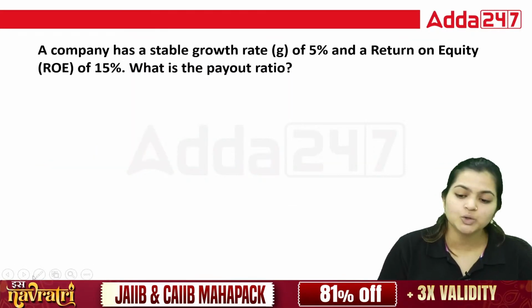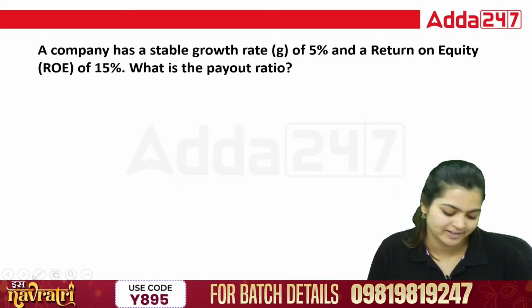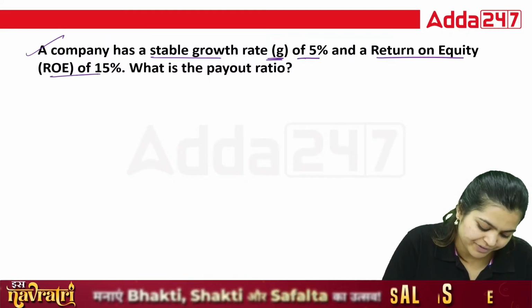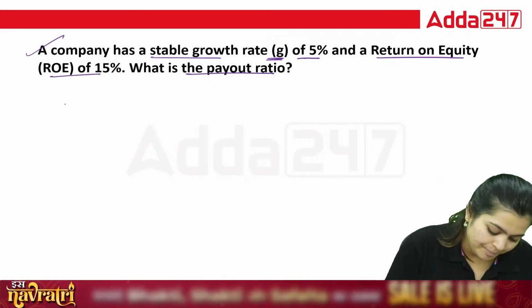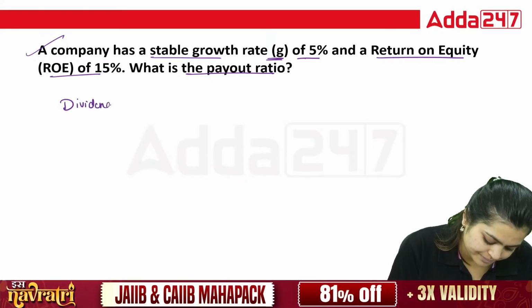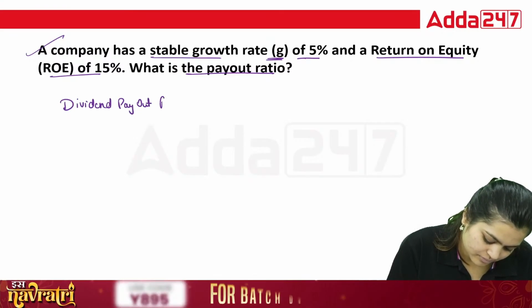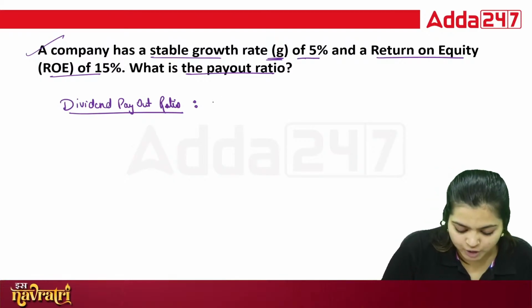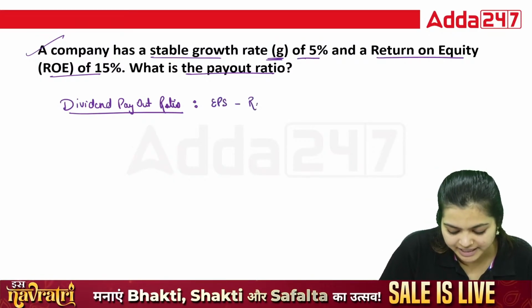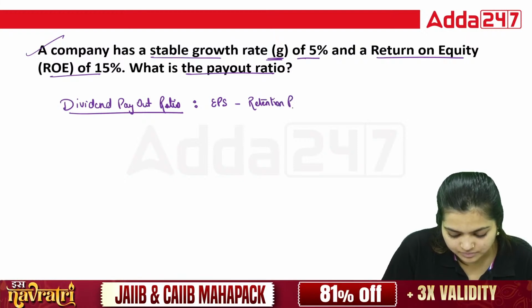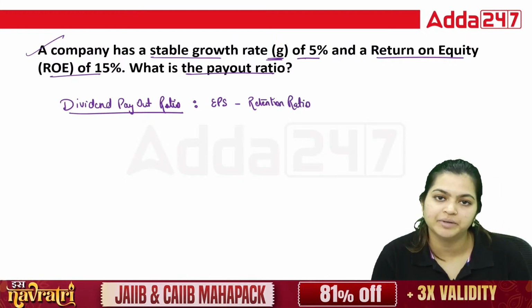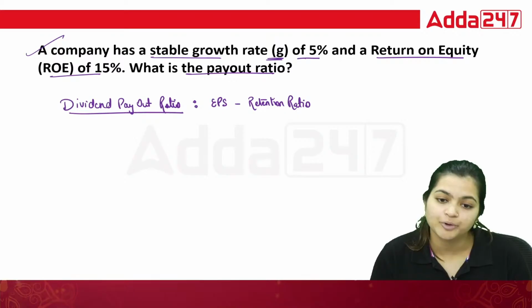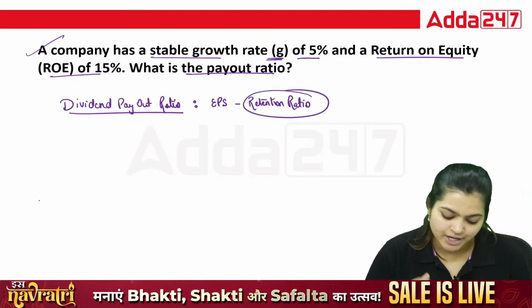Now, coming to the next one, a numerical question, let's solve it together. A company has a stable growth, g, at 5%, return on equity 15%. They are asking about payout ratio. Payout ratio means your dividend payout ratio. So how to calculate this dividend payout ratio? If we know the earning per share, we can deduct the retention ratio and you can get this dividend payout ratio. But the problem is we do not have this retention ratio.